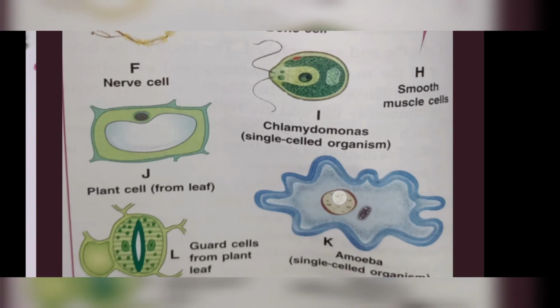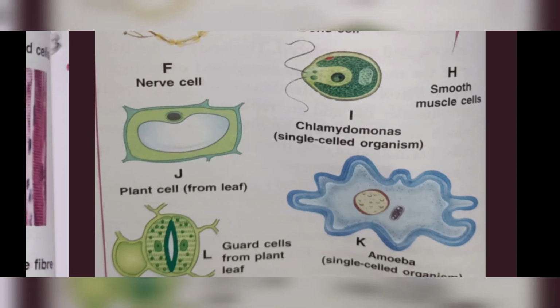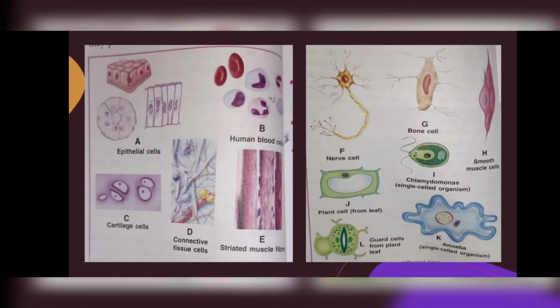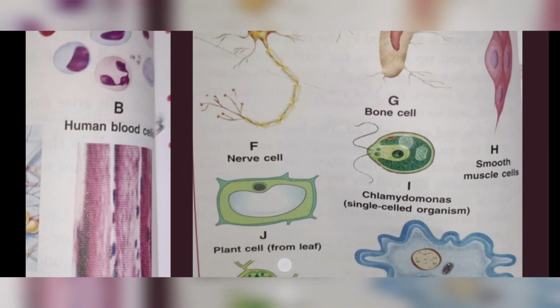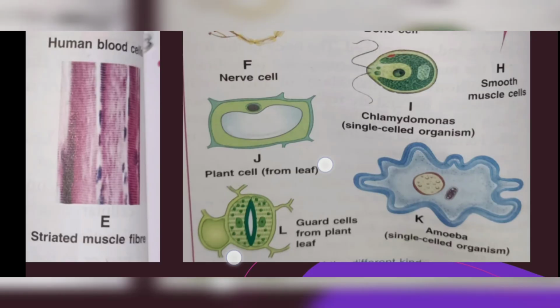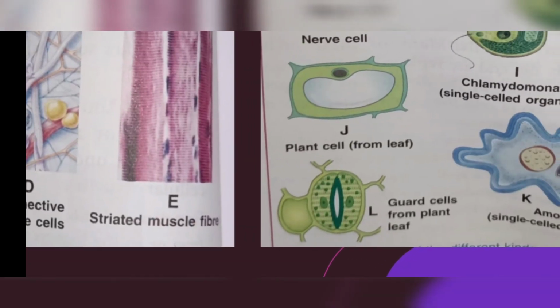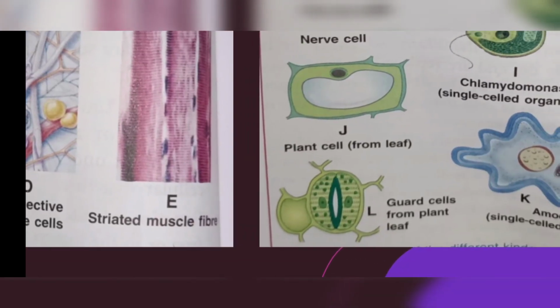Okay, second is... just leave this, because it is none of your business. Just read guard cells. I told you guard cells are from the plant leaf, these are present in leaves. Guard cells are bean shaped. I told you, rajma shaped, these are like that.